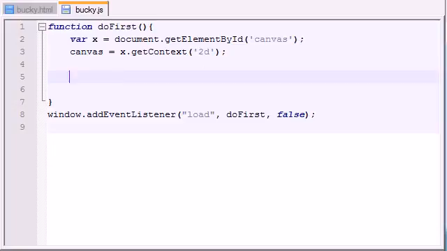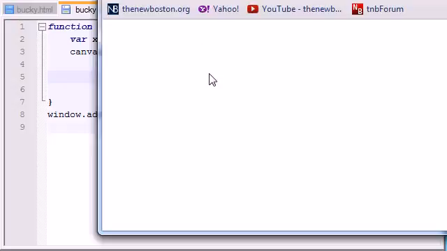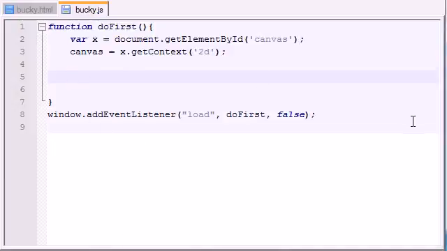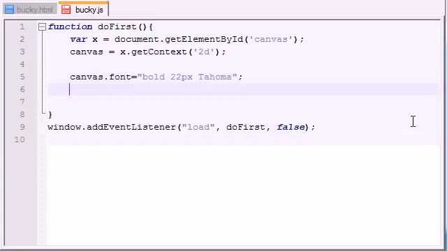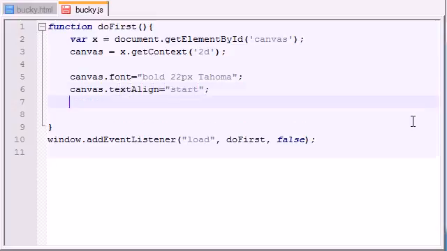Before we start moving this canvas around, it would probably be nice if we had something pretty to look at. So I'm not going to draw a basic shape, because when we flip a square upside down, it looks the exact same. That really isn't the best way to demonstrate this. So I'm going to add some text on the screen. So canvas font, and set this equal to bold 22 pixels Tahoma. And then let's go ahead and align this to the start. So text align start.